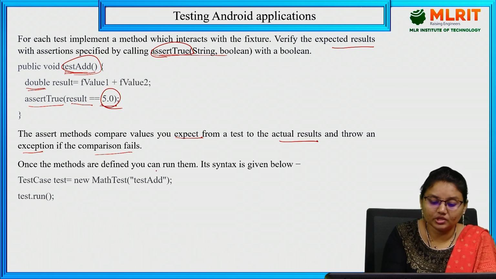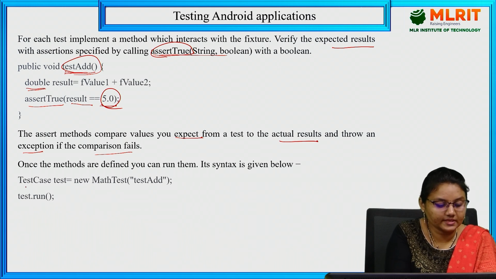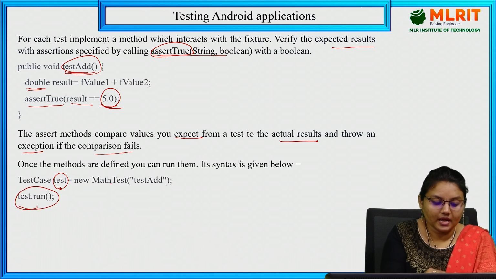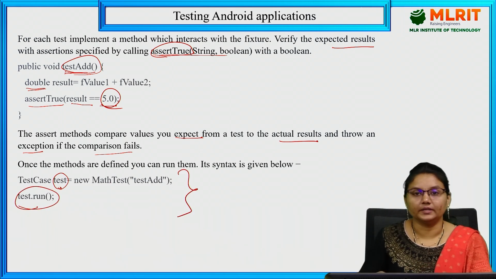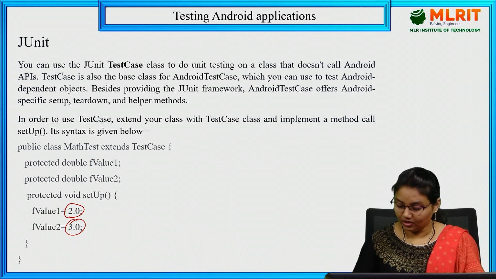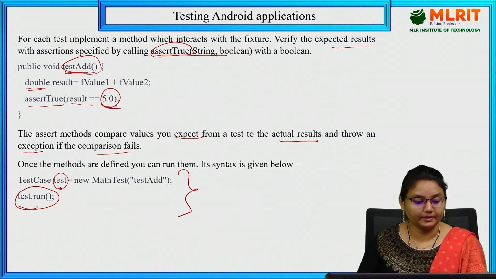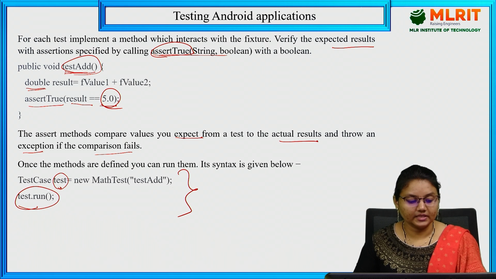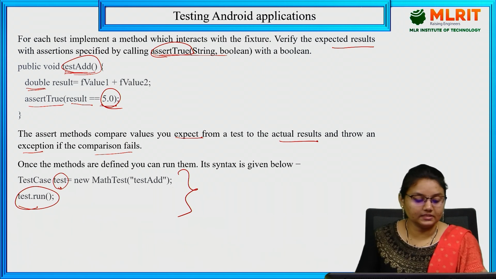Once the methods are defined and you can run them, this test case, test, this is the object, new test case, test add. Now test dot run. What will happen? Once these methods are defined, this is given and the logic is applied, the result is applied. Now what is happening? Your test case is running using this test dot run. What is test? Test is the object.